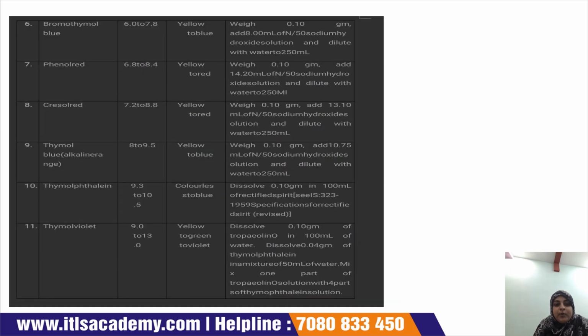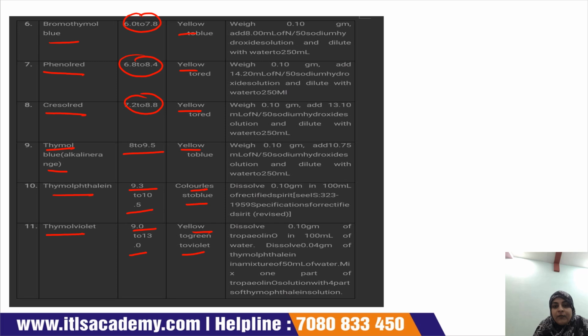Next are bromothymol blue, phenol red, cresol red, thymol blue alkaline range, thymolphthalein, thymol violet. Bromothymol blue pH range 6.0 to 7.8, phenol red 6.8 to 8.4, cresol red 7.2 to 8.8, thymol blue 8 to 9.5, thymolphthalein 9.3 to 10.5, thymol violet 9.0 to 13.0. The color changes are yellow to blue, yellow to red, yellow to red, yellow to blue, colorless to blue, yellow to green to violet.